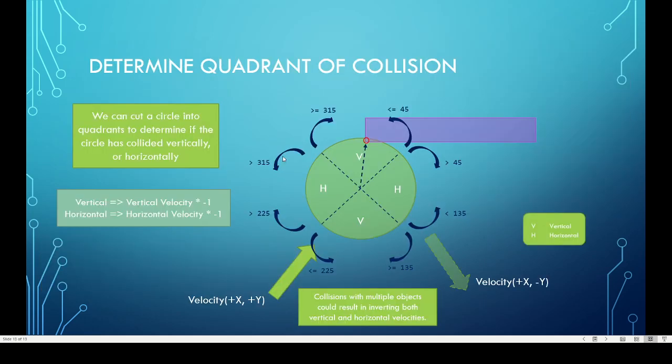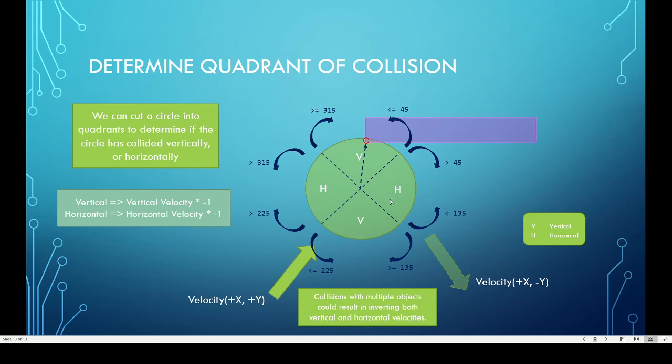All right, so what we can do is we can break our ball or our circle up into quadrants. And so here I've just used some nice 45-degree quadrants. And so I'm saying here that if the degrees is greater than or equal to 315, or in this case less than or equal to 45, then I know this top quadrant is where I impacted, right? So that was the degrees from the center of the circle to the spot on the rectangle. All right, so notice that's inclusive.